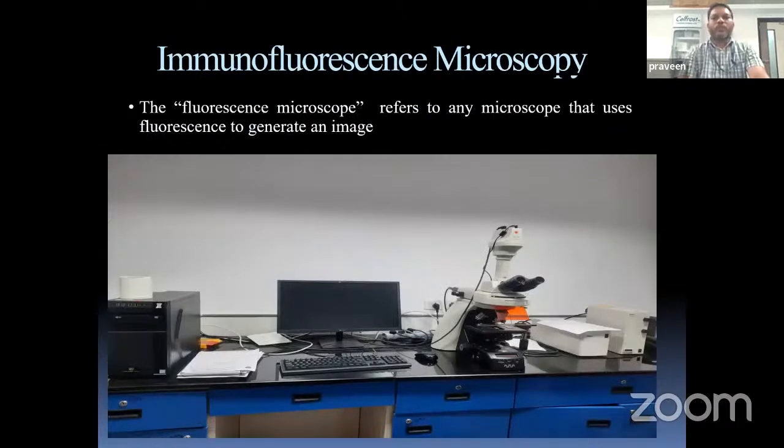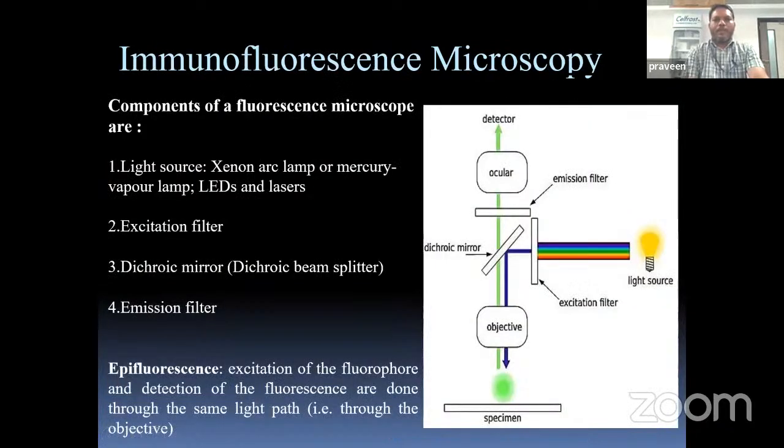Immunofluorescence microscopy. The fluorescence microscope refers to any microscope that uses fluorescence to generate an image. These are the components of the fluorescence microscope. We are using light sources like xenon arc lamp or mercury vapor lamp, LED and lasers, excitation filters, dichroic mirror, and emission filters.